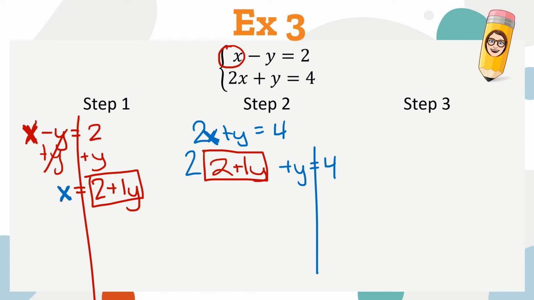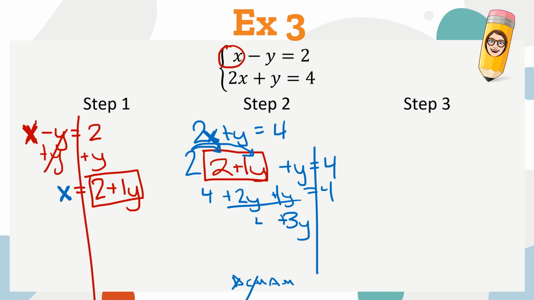All right, let's go through our solving steps. Don't call me after midnight. First, we're going to distribute. Distribute the 2. 2 times 2 is 4. 2 times 1 is 2y. Plus y equals 4 falls down. Combine. Hey, if I got 2 y's and 1 y, I have 3 y's. The 4 and the 4 fall down.